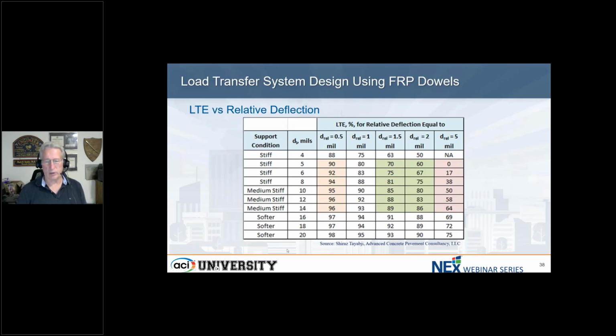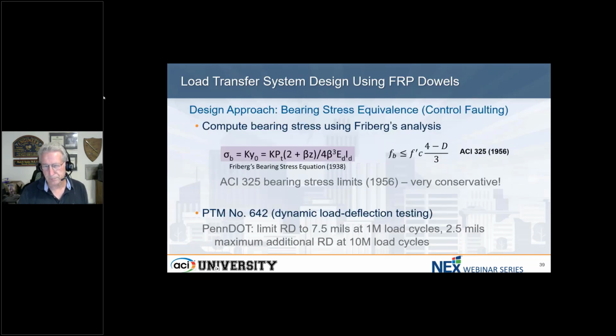We developed this concept of load transfer efficiency back with experiments in the lab where the foundation was controlled, and in the field it doesn't work. We need to expunge load transfer efficiency from all of our specifications and go back to relative deflection. That's the pure measure of what's going on at the joint, the relatively pure measure. Okay.